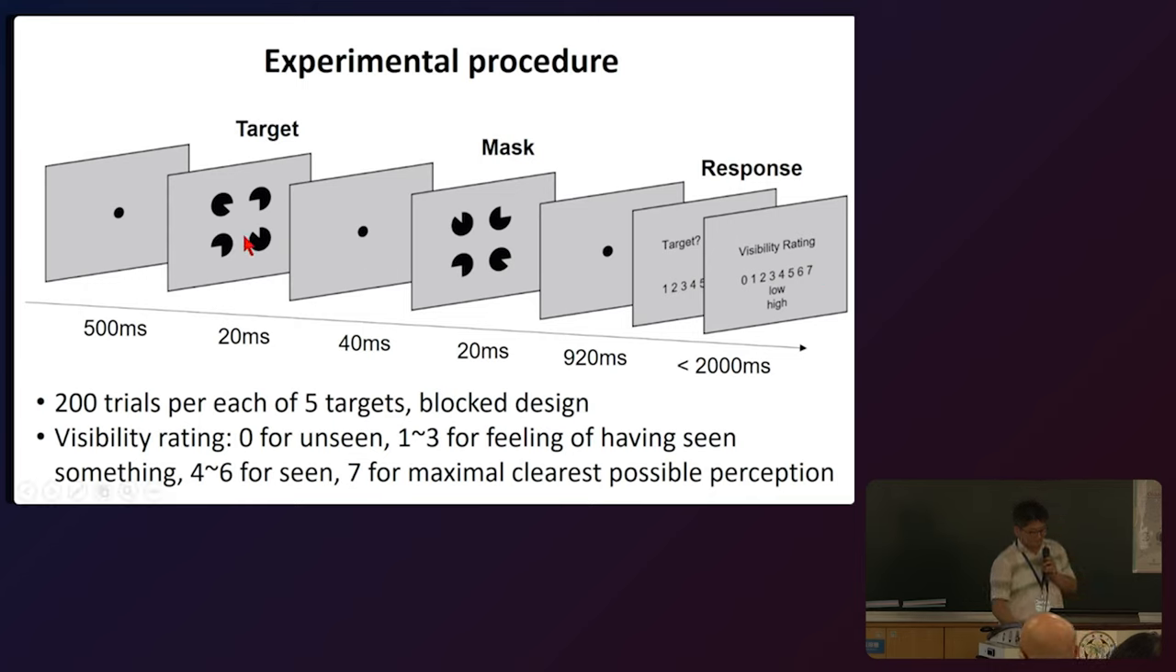We had 200 trials for each of the five targets in a block design, and visibility ratings where zero is unseen and seven is the clearest possible perception. 1 to 3 is the feeling of having seen something, and 4 to 6 is seen, depending on how you feel about it. Then they have to tell us one of the five targets and the visibility.